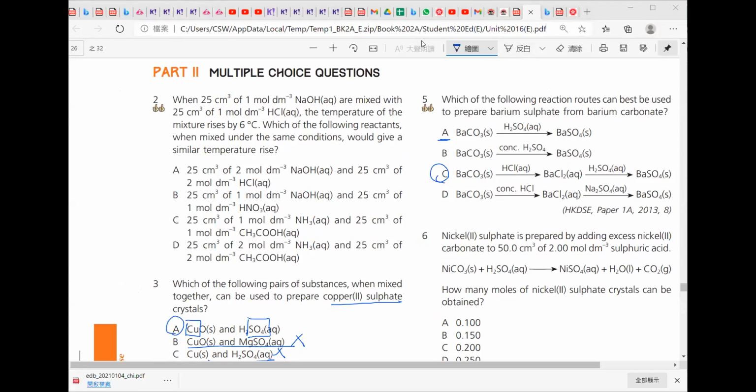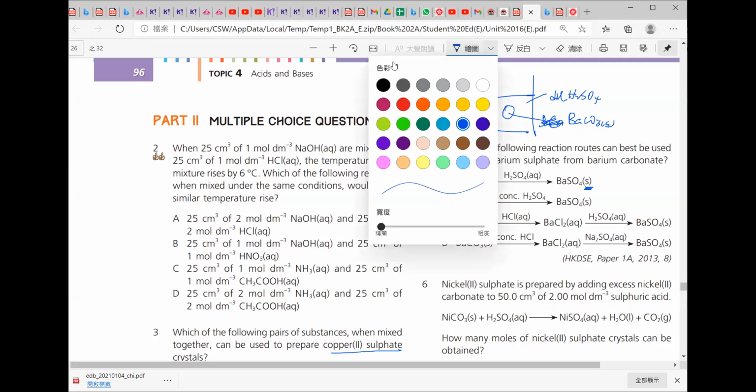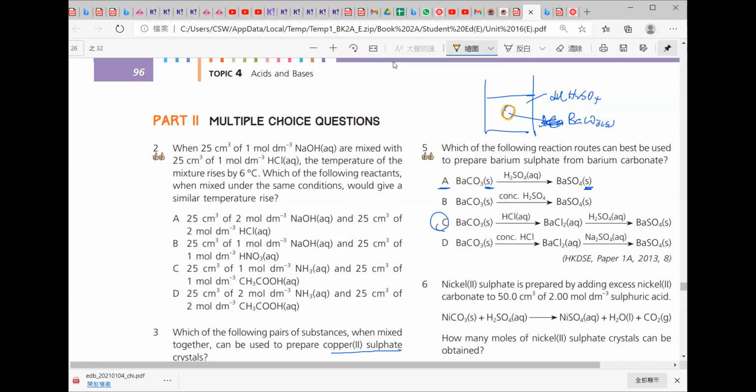Why is it not A? Because barium sulfate is insoluble. Yeah. How about original substances? Barium carbonate is water insoluble. What will happen if I put this into dilute sulfuric acid? So I put barium carbonate and put it into dilute sulfuric acid. And what will happen is that a coating has been formed on the surface of the solid, which will hinder the reaction. So we will call that a coating effect.